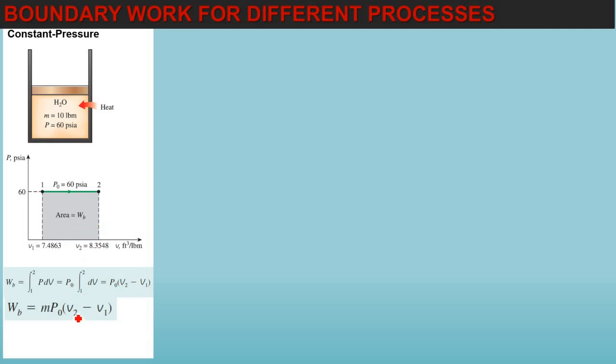So we can write that the boundary work is equal to the starting pressure, which is maintained at the same level throughout the process, times the final volume minus the starting volume. If we write it in terms of specific volumes, WB is equal to the mass of the gas inside the piston cylinder device times the pressure times the specific volume change.